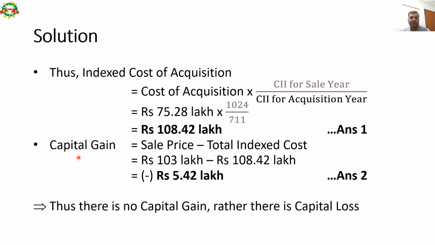2 marks done. Capital gain is equal to sale price minus total index cost. The sale price has been given in the question, and the total index cost here is 108.42. So the catch here is that the total index cost is more than the sale price. So there will not be any capital gain; rather there is a capital loss to the seller. So there is no liability of paying tax on it.